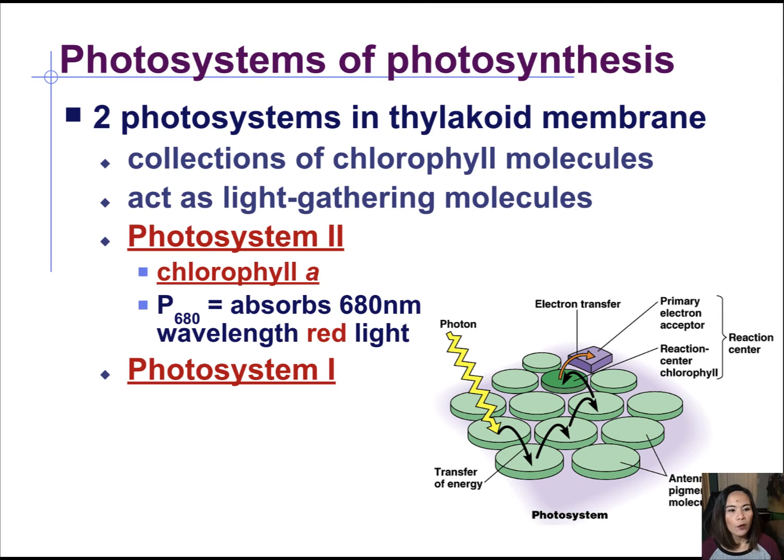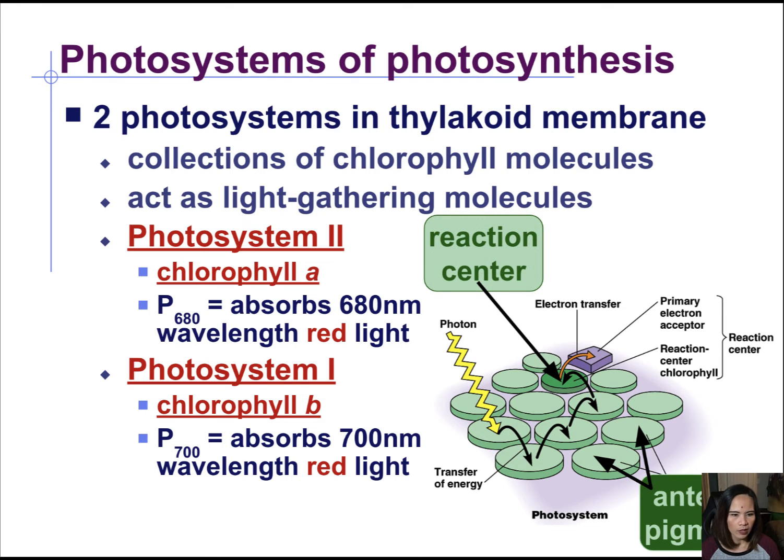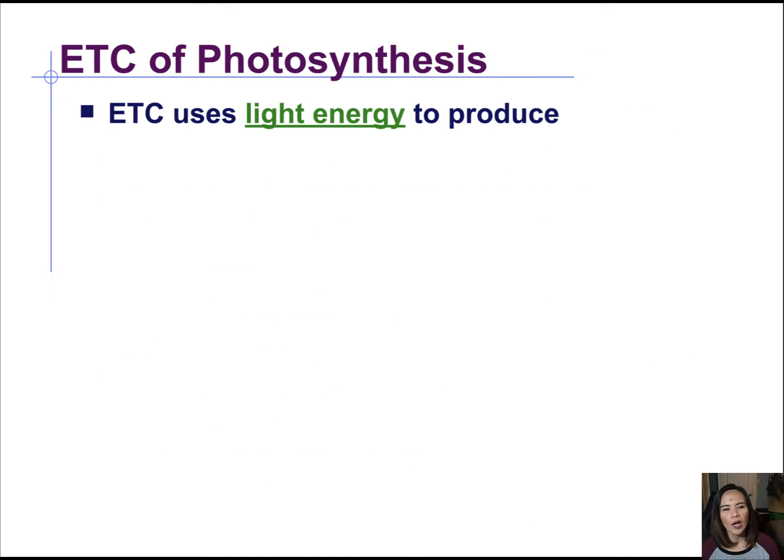And then photosystem 1, this involves chlorophyll B, and it also absorbs the wavelength of red light, at about 700 nanometers. So these are your antenna pigments right here in the reaction center. As soon as those photosystems get driven, the electron transport chain will start working, and the electron transport chain uses light energy to produce ATP and NADPH. Then it'll go to the Calvin cycle to create your glucose.